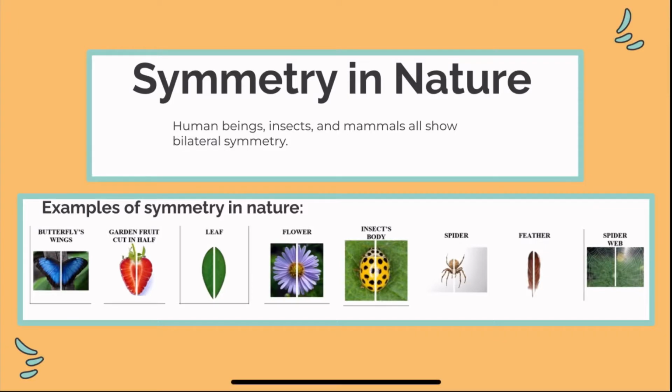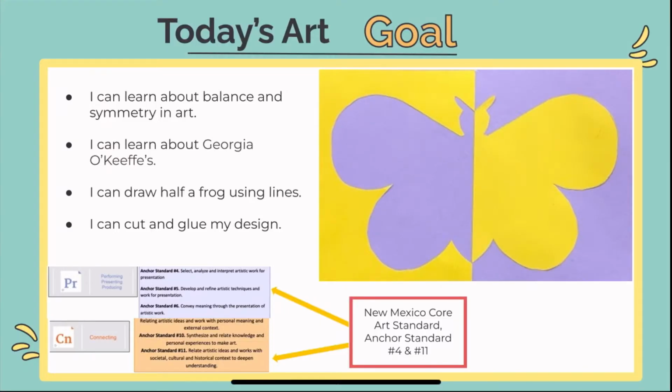So here are some more examples of symmetry in nature, which are bisymmetrical. So they're symmetrical in 2 parts. We have butterfly wings, a strawberry cut in half, leaf flowers, an insect's body, a spider, feathers, and a spider web. A spider web is also a great example of radial symmetry, since it will be the same almost all the way around.